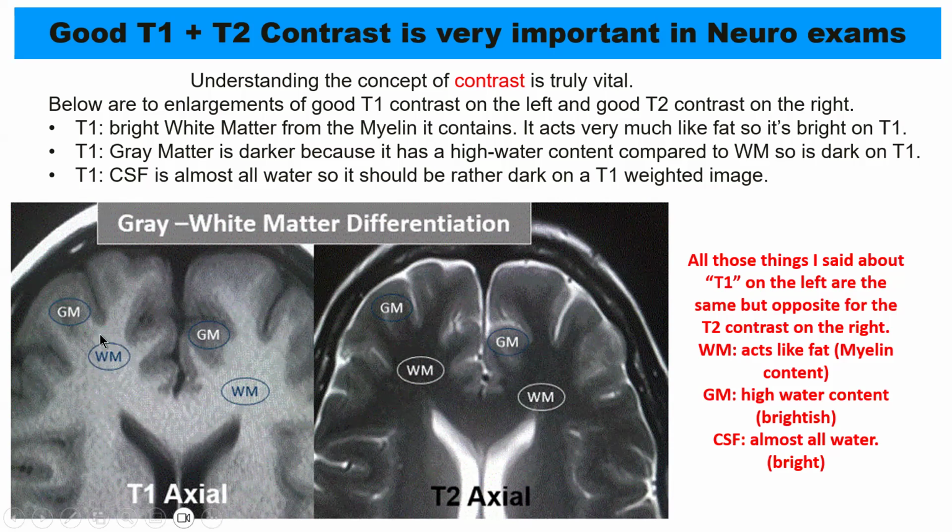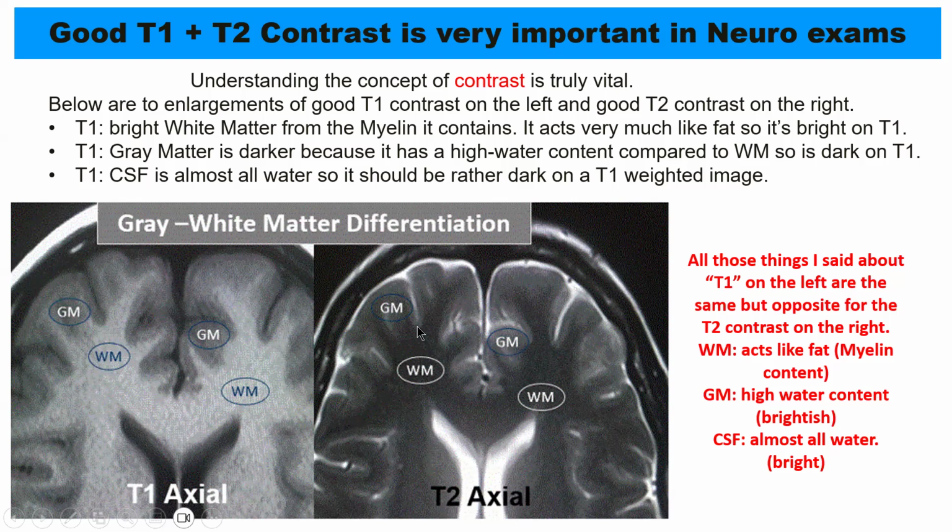White matter is mostly myelin. Myelin acts like fat, so white matter is going to be bright. So you've got bright white matter on a short TR, short TE. We've got dark gray matter, short TR, short TE. And then we have cerebral spinal fluid here, which is very dark. It's got a very long T1 relaxation time. So this right here is an outstanding T1 contrast image in the brain.